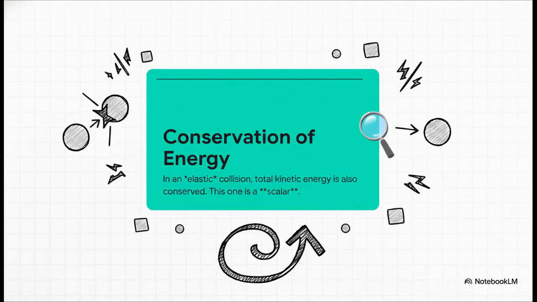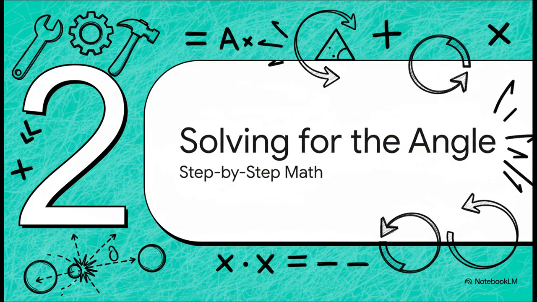And tool number 2, conservation of kinetic energy. The problem handed us this on a silver platter when it said the collision was elastic. That's just physics speak for no energy is wasted. So the kinetic energy before has to equal the kinetic energy after. And unlike momentum, energy is a scalar. It's just a number, no direction to worry about. All right, we've got our tools. Now for the fun part, using them to wrestle this problem to the ground and find our angle, theta. Don't worry, we'll go through it one step at a time.